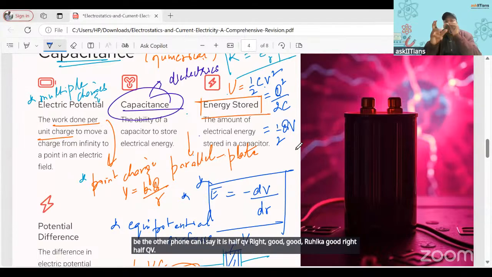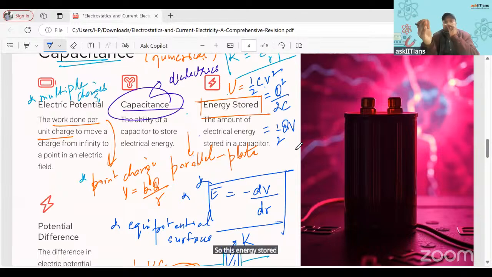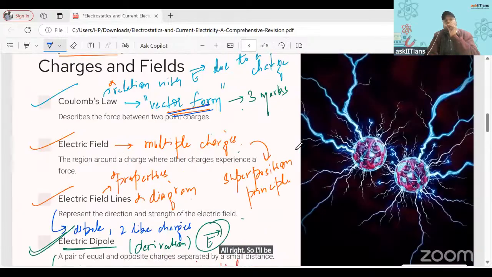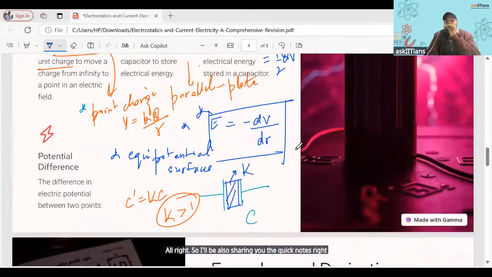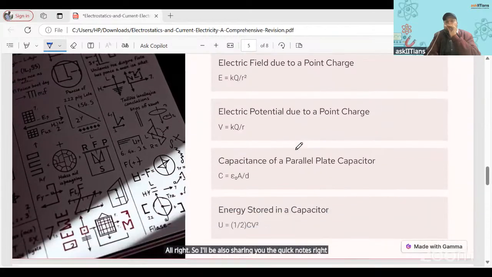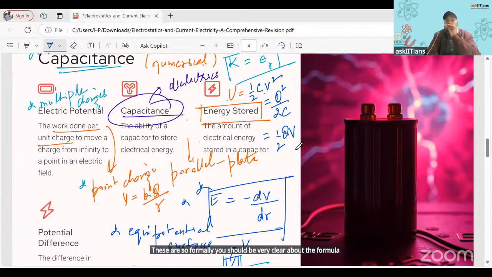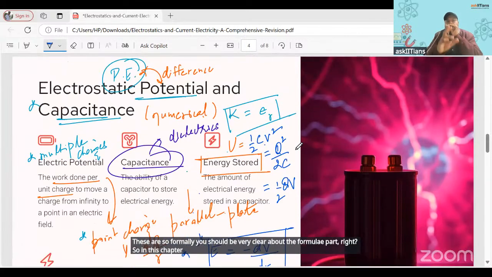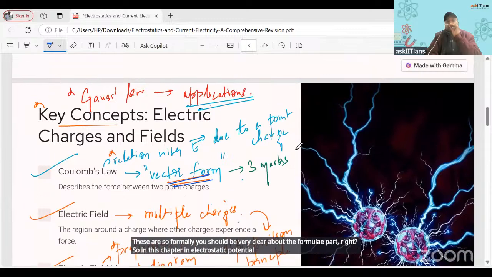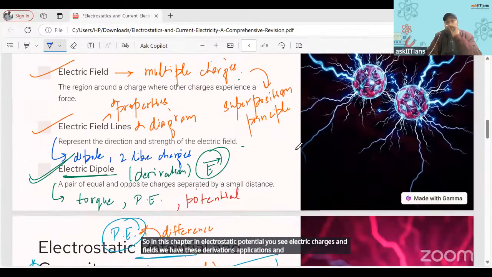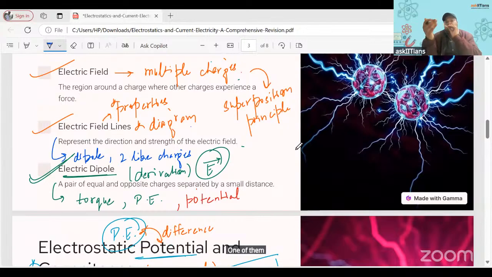This energy stored is the last part of this chapter, right? I'll also be sharing the quick notes with you. These are the formulae. You should be very clear about the formulae part. In the chapter on electric charges and fields, we have derivations and applications related to the electric dipole. One of them will definitely come. It might be possible that both of them will come in internal choices.